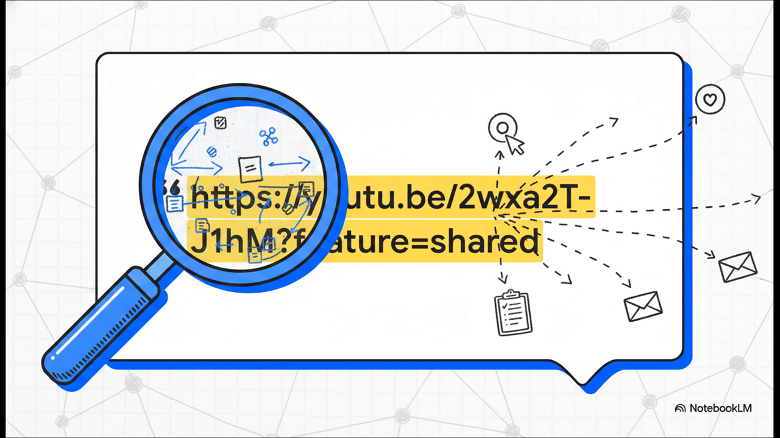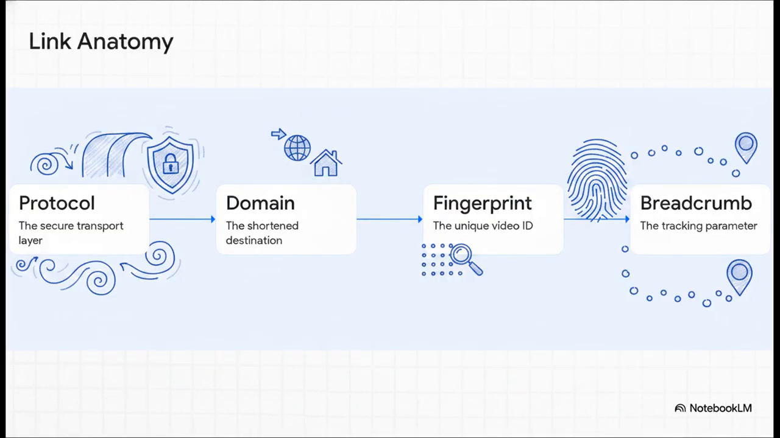Now, we interact with thousands of these links every single year, right? Clicking, copying, pasting, and sending them off without a second thought. But today, we're putting this tiny string of text under the microscope to see what is actually happening inside those 40 characters. So, we're going to dive in and deconstruct this seemingly simple link into its four physical, anatomical parts: the protocol, the domain, the fingerprint, and the breadcrumb. Just like human anatomy, every single piece here serves a highly specific, vital function to keep the organism, in this case our web request, alive and functioning.